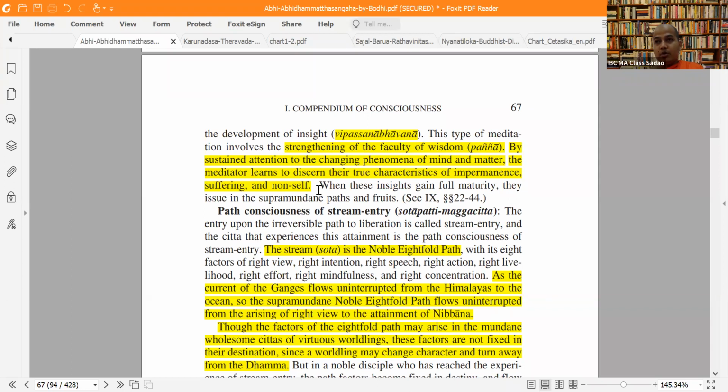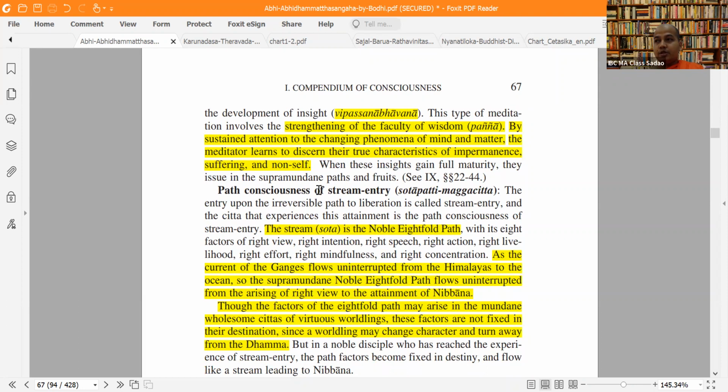So far we have generally been talking about these three universal characteristics of existence, conceptually. So we have some degree of conceptual understanding that things are impermanent. They produce suffering because there is no self, right? Here, what happens is that there is a true, actual realization or comprehension of this. It is no more a conceptual understanding. It is a real experience. When these insights gain full maturity, they issue in the supramundane paths and fruits.